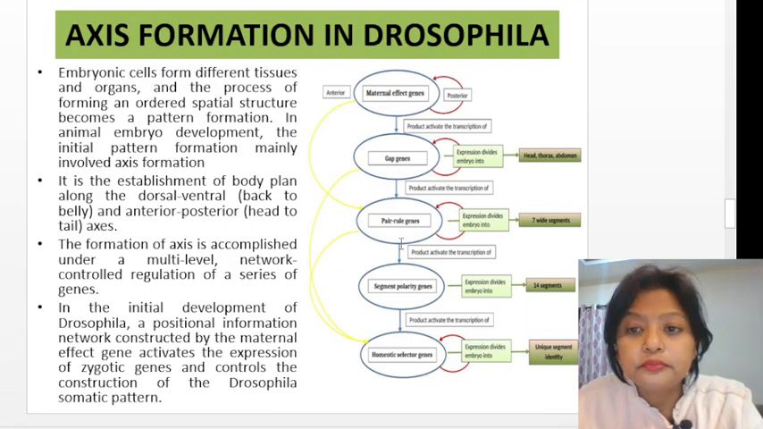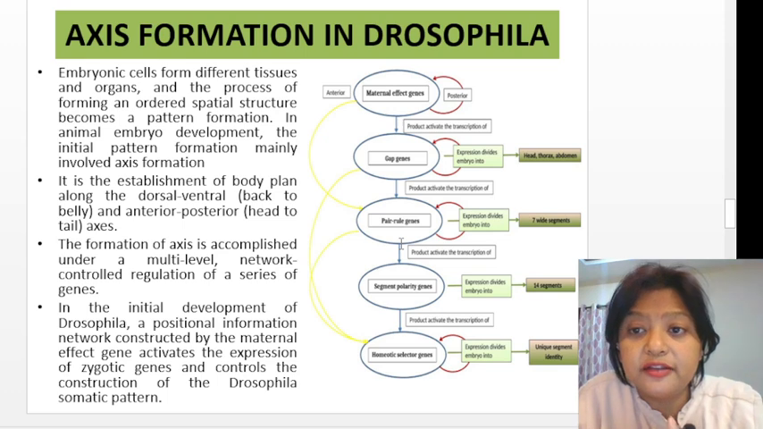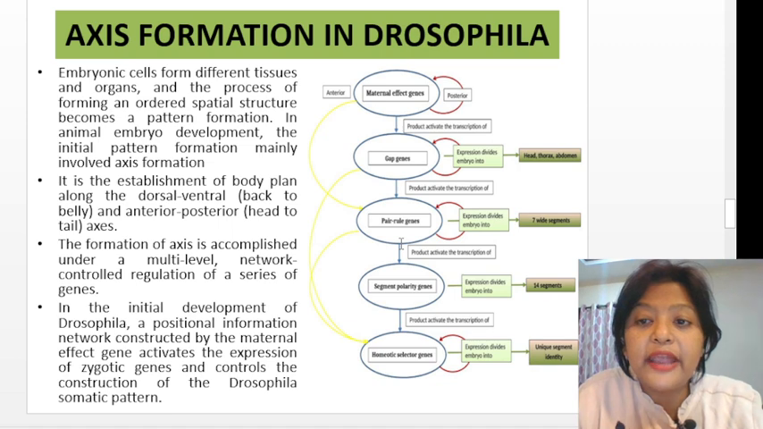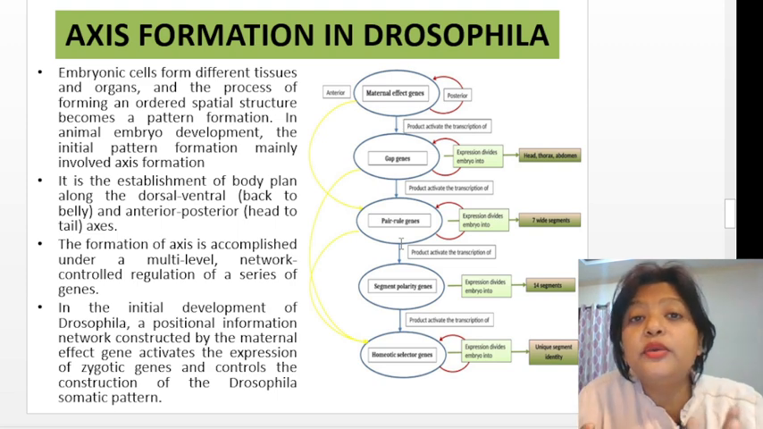I'll just tell you the basics of the maternal effect genes. These maternal effect genes activate the transcription of gap genes. These gap genes will form the embryo parts, that is the head, thorax, and abdomen. Then they also activate the transcription of pair rule genes. These pair rule genes lead to 7 wide segments, and this will activate the transcription of segment polarity genes, which will again form the 14 segments in the embryo.